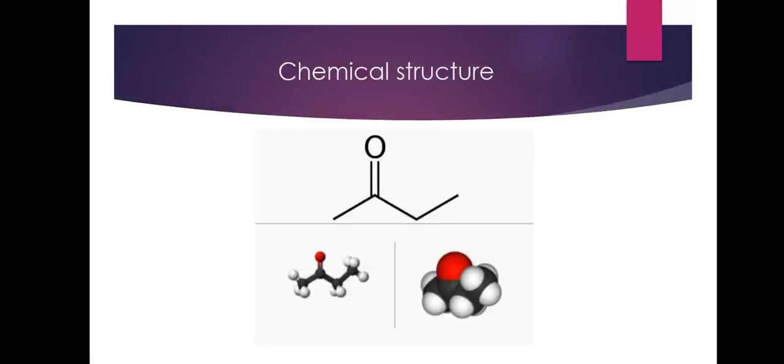The first carbon makes three bonds with hydrogen atoms and one bond with the second carbon. The second carbon makes one bond with the first carbon, two bonds with the oxygen atom, and one bond with the third carbon. The third carbon makes one bond with the second carbon, one with the fourth carbon, and two bonds with hydrogen. And the fourth carbon makes one bond with the third carbon and three bonds with hydrogen atoms.